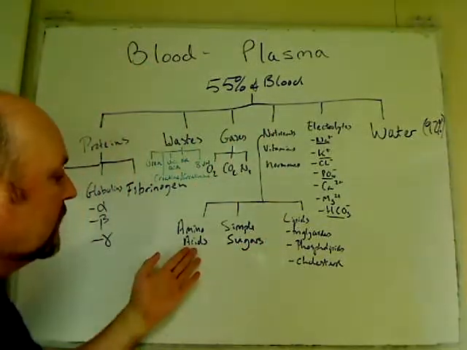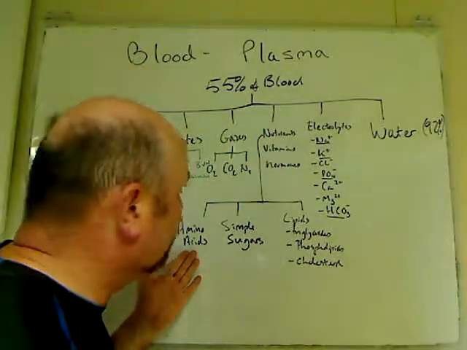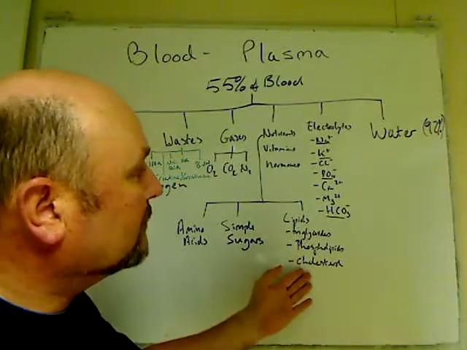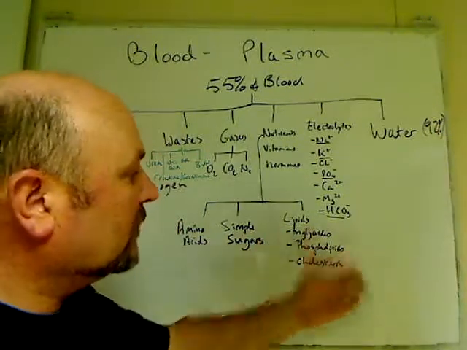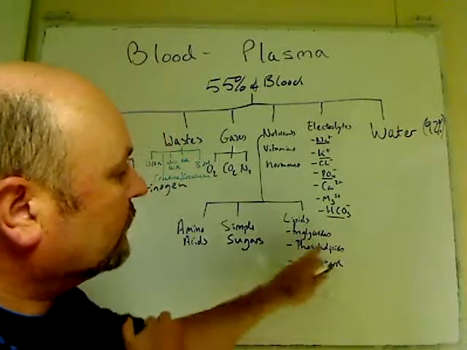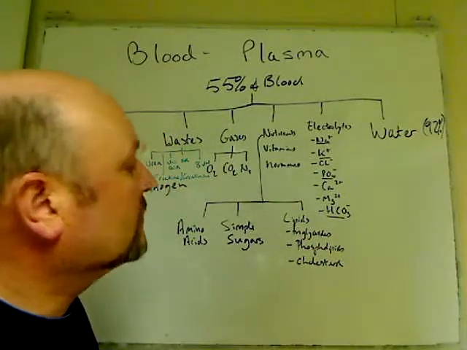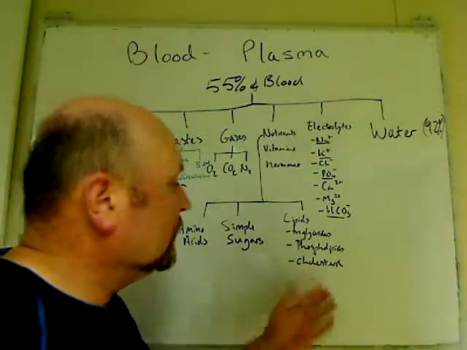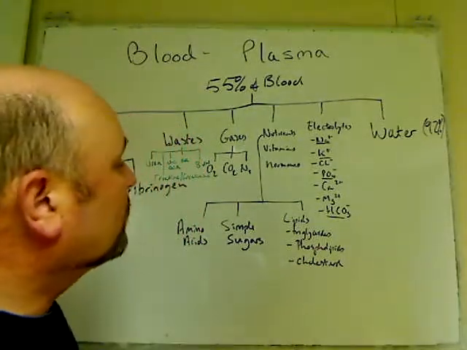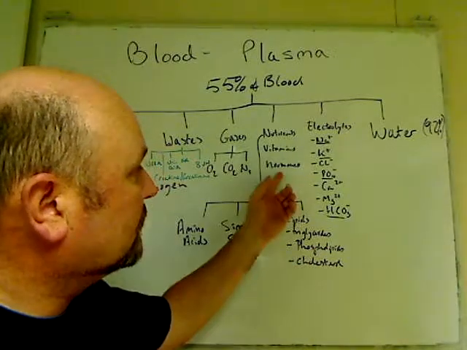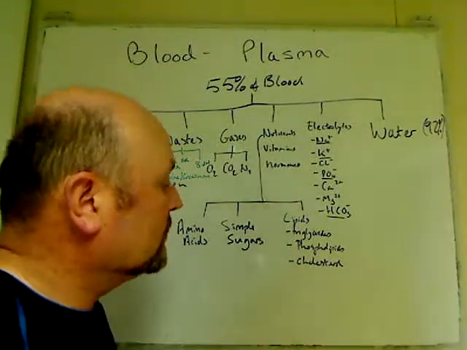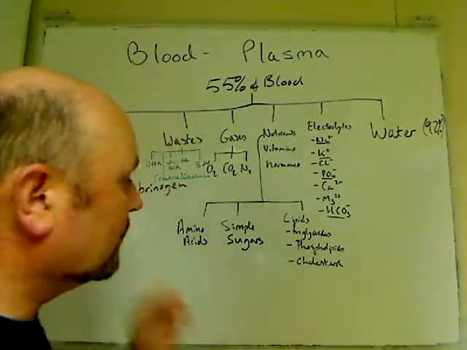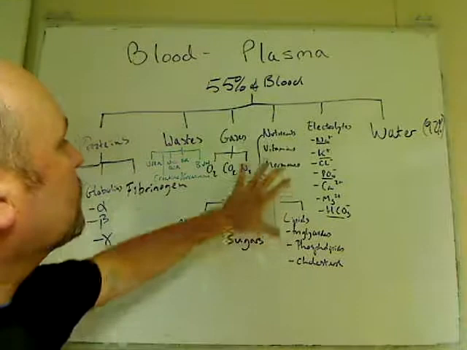Within the nutrients we have amino acids, which are the building blocks of proteins, simple sugars which we've consumed in our diets, and lipids which we've also consumed in our diet, so triglycerides from the fats, phospholipids which are the components in cell membranes, and of course cholesterol, which we consume in our diets and we can also make in our liver, which forms the basis of the steroid hormones, as well as helping to hold these phospholipid cell membranes together more tightly. So what else do we have?